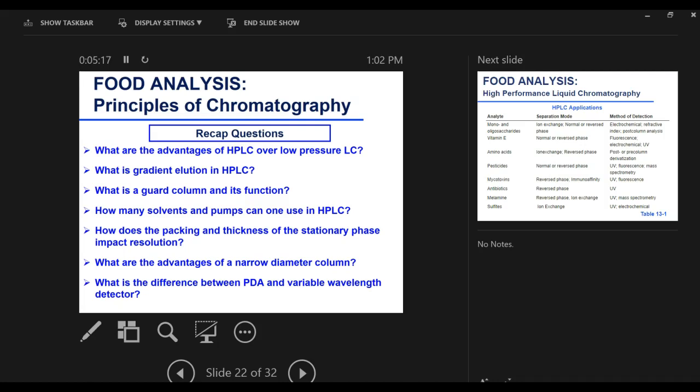What's the difference between a PDA, a photodiode array detector, and a variable wavelength detector? You all had the labs already, okay? Tia?